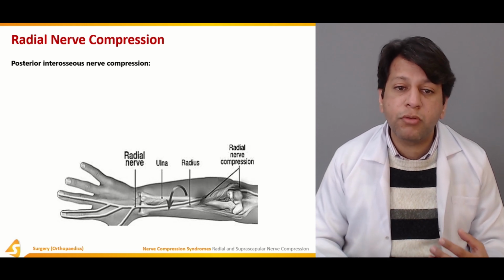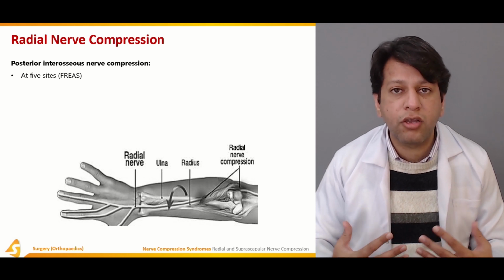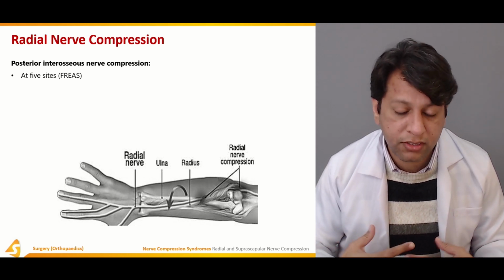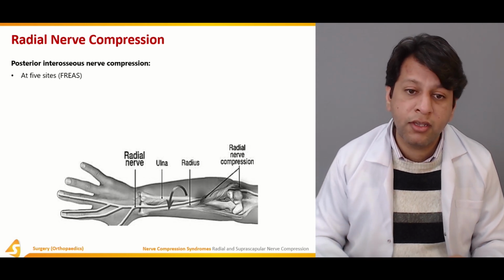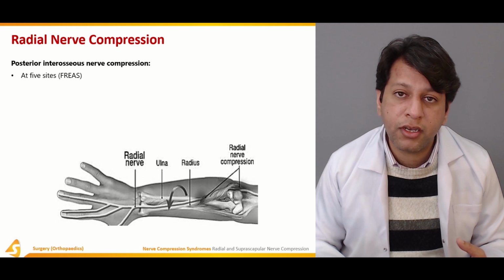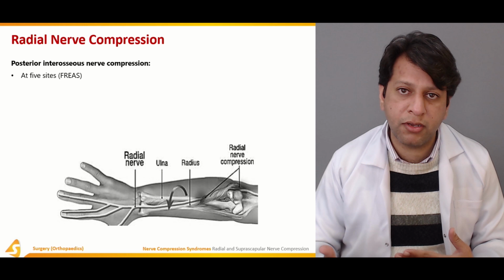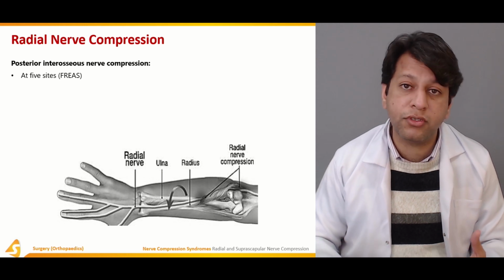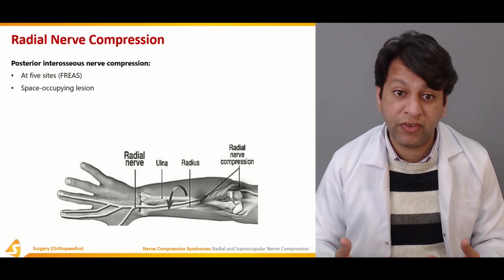So we will go to posterior interosseous nerve compression syndrome. It can get compressed at 5 areas. Its mnemonic is FREAS. That's a very simple thing. F stands for the flexor muscle mass and fibrosis of the bicipital aponeurosis. Then R stands for the radial vessels, which form the leash of Henry.